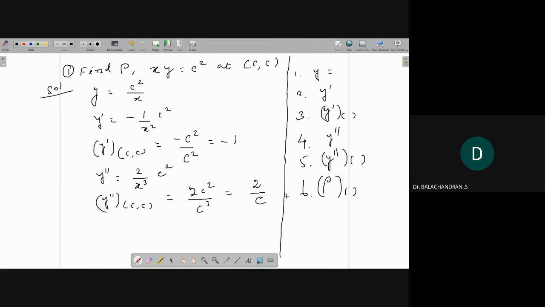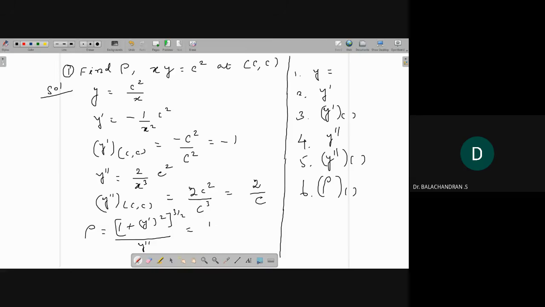Okay, so we got everything. Next, step number 6. So rho at the given point (c, c) is equal to (1 plus y dash square) whole power 3 by 2 divided by y double dash. So this is a formula for rho.